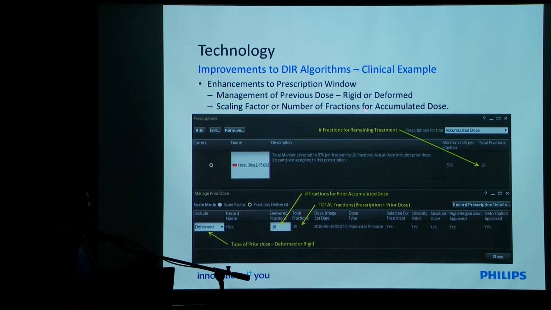And we can also scale the plan, scale the dose when we accumulate this adapted dose as well. We can change the number of fractions, and we can also use a scaling factor. A scaling factor is very important when you have prior treatments, previously treated patients.